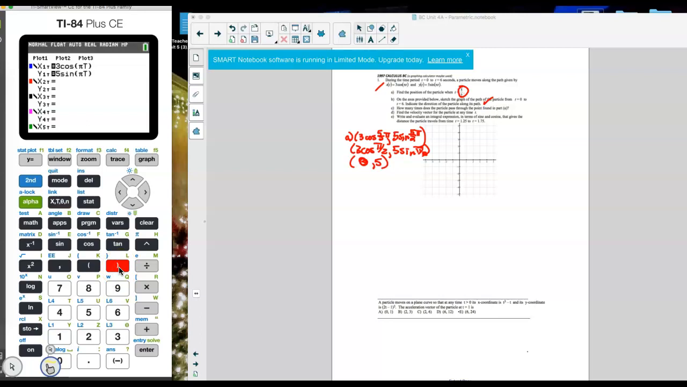All right. Make sure you hit window next, because you need to create what you need. It says to go from 0 to 6. T-step of 0.05, 0.01 I like a little better. My x min, think about that. What's the lowest x will ever be if it's 3 cosine? You want to get a nice graph. What's the lowest 3 times cosine of any angle could possibly be? -3. Yep.